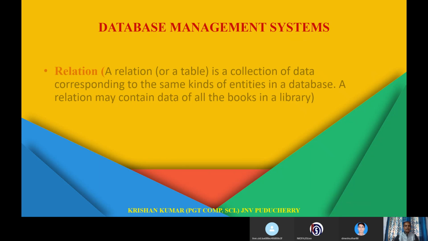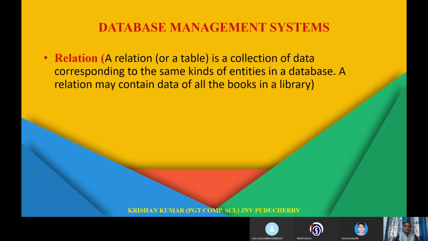Now let us try to understand relation. A relation, I already told you, a table is called a relation, is a collection of data corresponding to the same kinds of entity in a database. A relation may contain data of all the books in a library. This is a simple example where we are storing all the data of our library books, which is called a relation, or a table is simply called a relation.